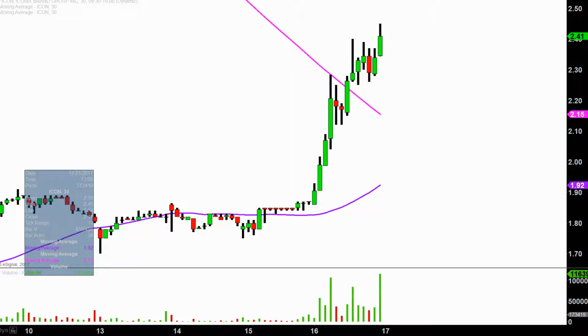I don't mean to state the obvious, but I will anyways. Absolutely monster move today, not only from a price action perspective, but you look down here at the volume, and biggest volume this chart has had in a long time. So a lot of eyeballs on this one.